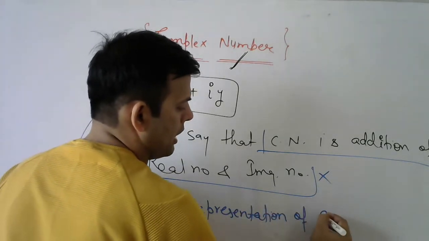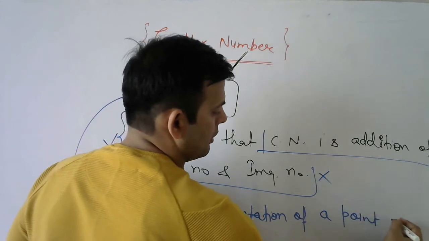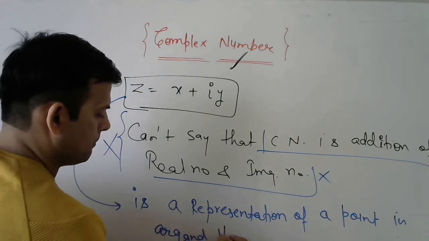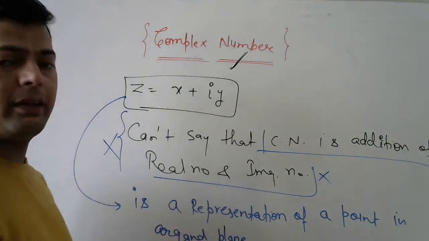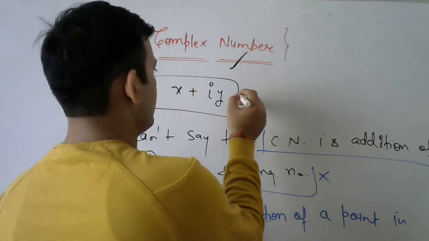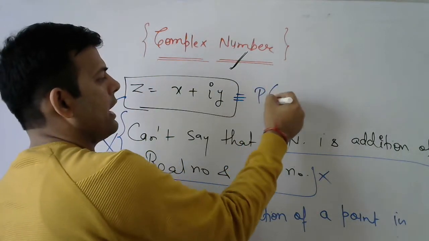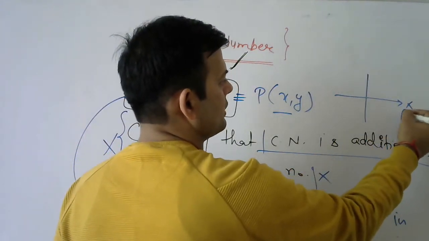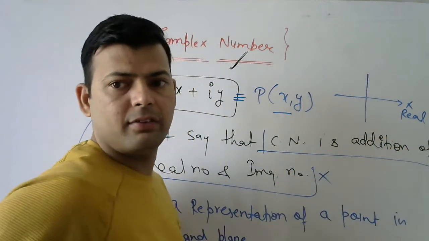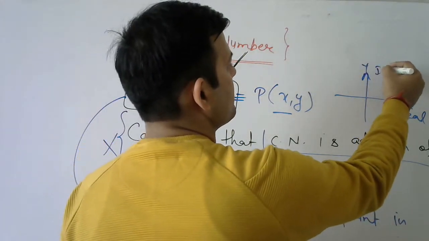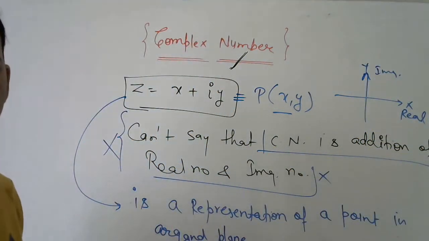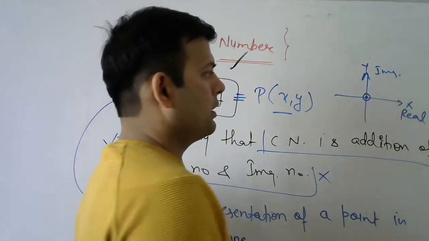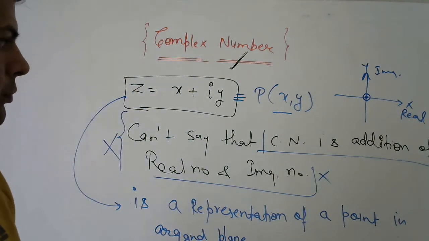of a point in the Argand plane. What I mean is, if I say this, I can denote it like a point (x, y). Here in 2D, the x-axis denotes the real axis, and the y-axis denotes the imaginary axis. So the only point where the real and imaginary parts meet is the origin. Okay, write down.